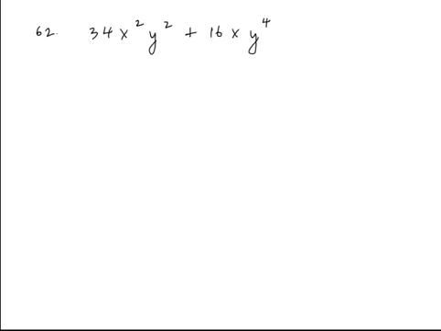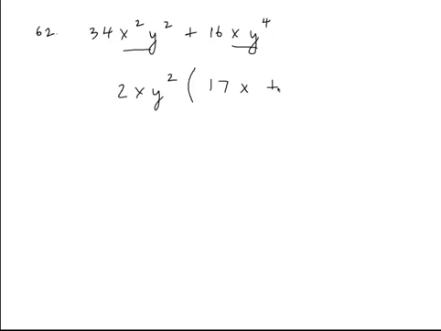Problem 62. 34 and 16, believe it or not, only have a 2 in common. We have an x squared and a y squared here, an x and a y to the 4th here. We have an x in common, and we have a couple of y's in common. 2 goes into 34 17 times. X from the x squared is a single. Y squared from the y squared is a nice cancel.